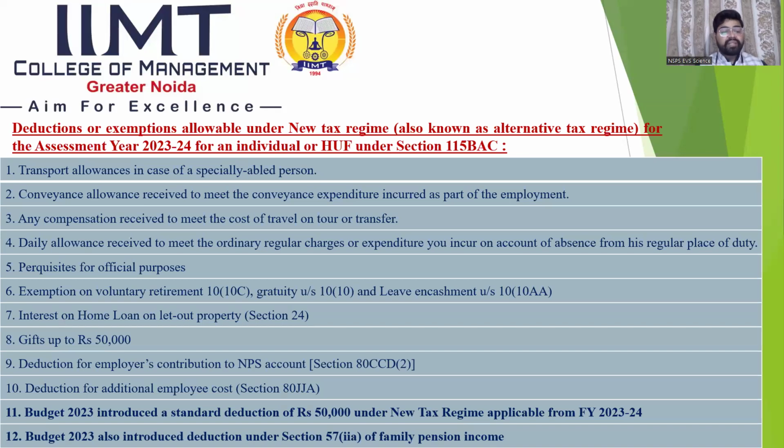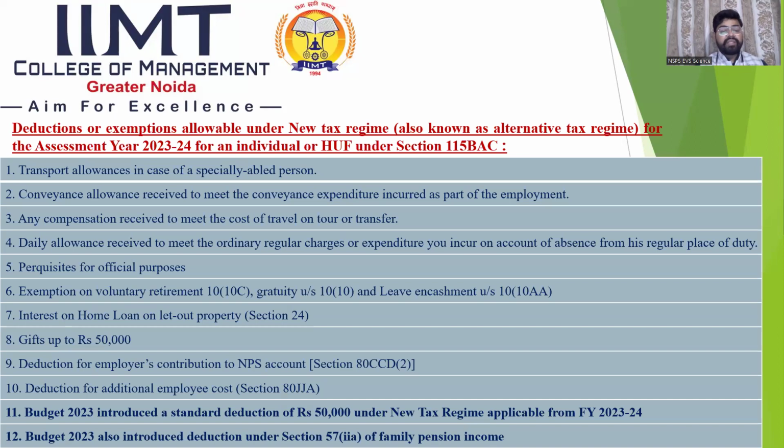Number seven is interest on house loan on let out property, section 24. Number eight is gifts up to rupees 50,000 exempted by the government to the employee received from his employer. Number nine is deduction for employer contribution to the NPS account under section 80CCD subsection 2. Number 10 is deduction for additional employment cost, section 80JJAA.